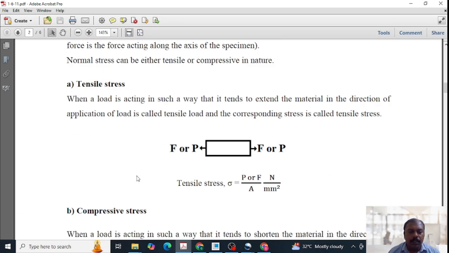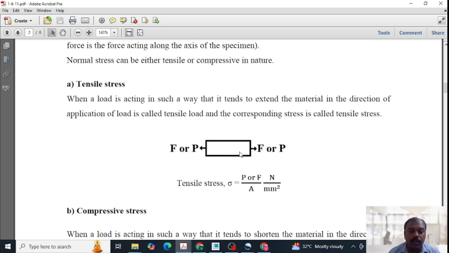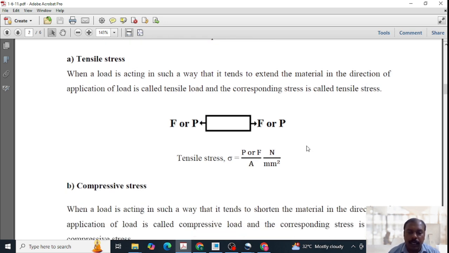A normal stress, this is the example for a tensile stress. It acts along the axis of the material. So it is called normal and it acts normal to the cross section of the material, so it is called normal force. If a force pulls the material on the two sides, then it is called tensile force. If a tensile force is acting on a material, it will develop a tensile stress, and mathematically that is equal to sigma is equal to P by area.